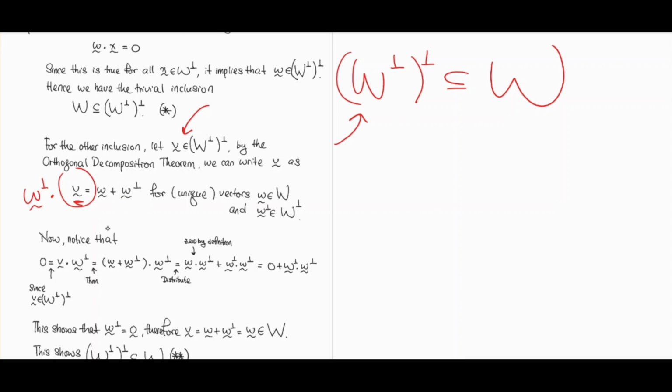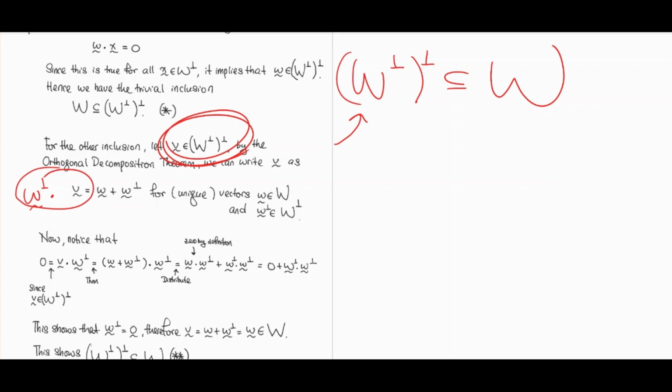First of all, this V here is from W perp. That's not just any V. This is the V that is from this space. Because V is from W perp, this dot product here is going to be 0.